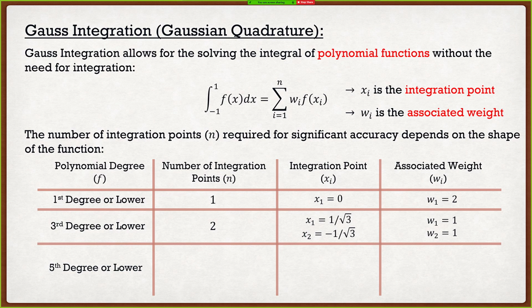And then finally, if we have a 5th degree or lower polynomial, we need 3 integration points. So we're going to have x1 equal to the square root of 0.6, x2 equal to 0, and then x3 equal to negative square root of 0.6. And then, of course, they also have some associated weights. So w1 and w3 are going to be 5 over 9. w2 is 8 over 9.